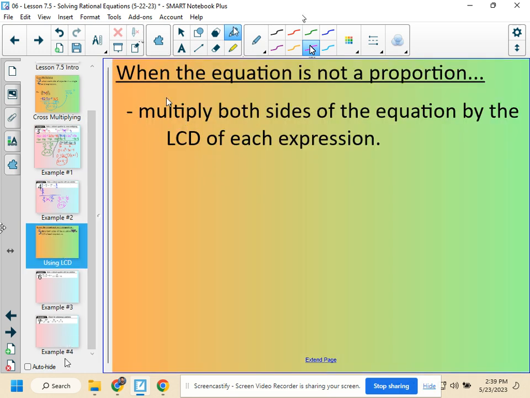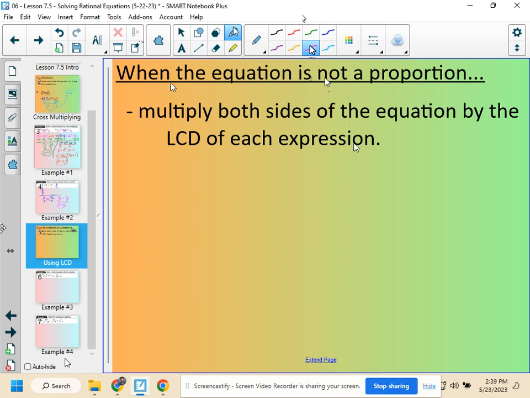So just a small section in your notebook: what happens when we can't create that proportion? I feel like most of the time you could do it, but sometimes it's more work to try to force a proportion than what I'll show you here. It ties back to the skill we were using in the previous lesson to simplify complex fractions, where we multiplied all of the fractions by the least common denominator. And what that did for us was essentially cancel the fractions.